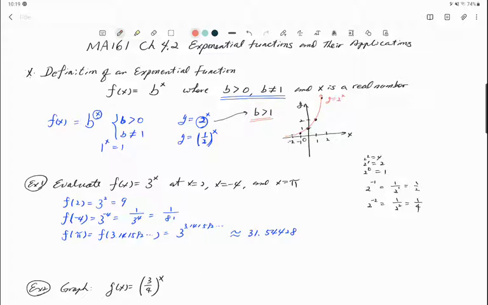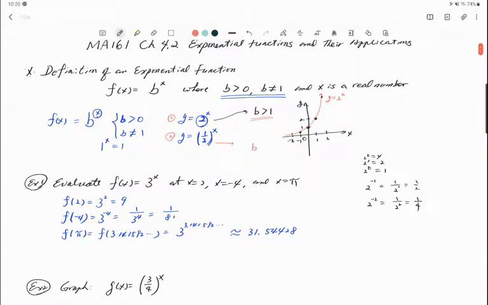Okay, how about the second graph? This is graph 1, graph 2. In this case, the base is less than 1, and of course, b has to be greater than 0. Let me rewrite it. In this case, b is greater than 0 and less than 1. Then what would be the graph of this? Okay, let's try it again. This is the x-axis, y-axis.